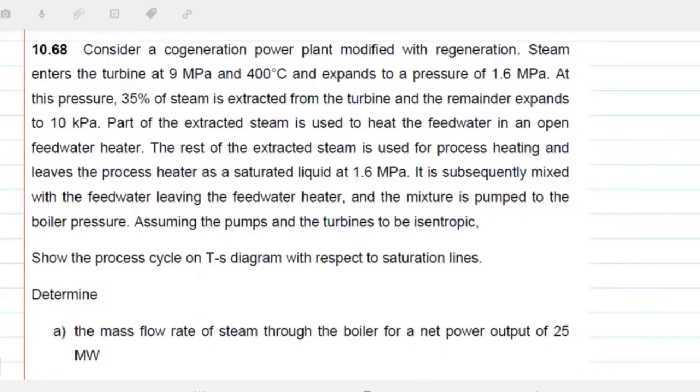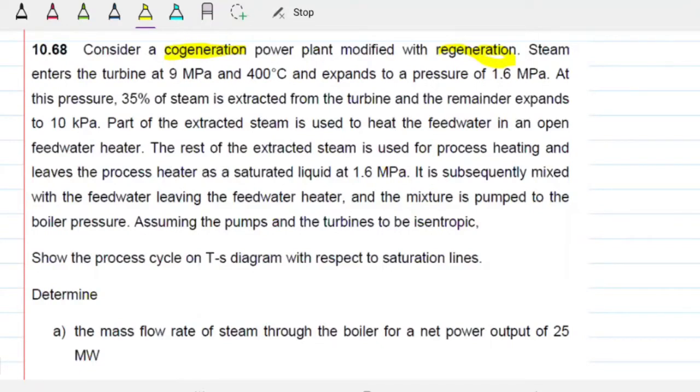10.68. Now, the new thing on 10.68 is that on top of what we had before, we're also going to have cogeneration. So we have regeneration like before, and now we're going to have cogeneration happen. So it's two different things. You guys are going to love it.